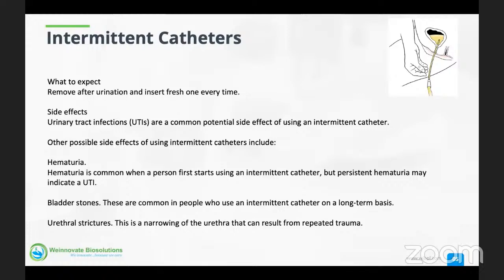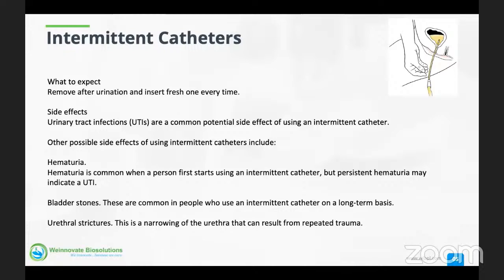Another problem is hematuria. Hematuria is nothing but the presence of red blood cells in the urine, which can cause the urine to appear red or brown. Hematuria is common when a person first starts using an intermittent catheter, but persistent hematuria may be a symptom of UTI. So in the first go, there are chances that it might rupture some blood vessels and it could cause blood to come in the urine. But it's common. If it is persistent for a longer period of time, it can be an indication of UTI.